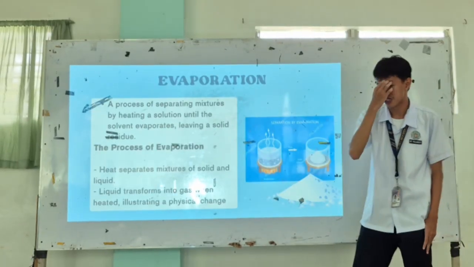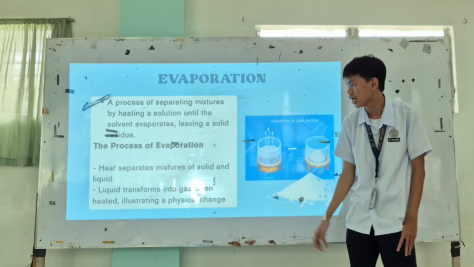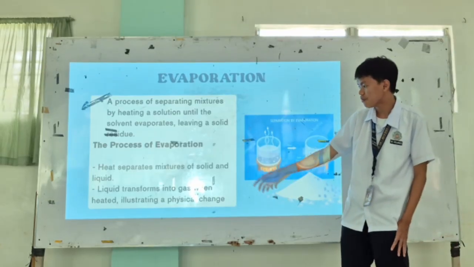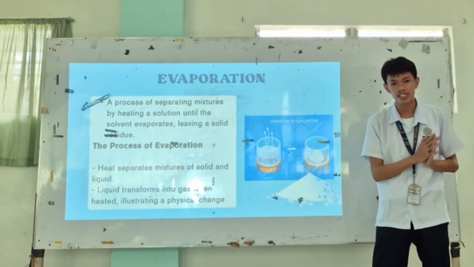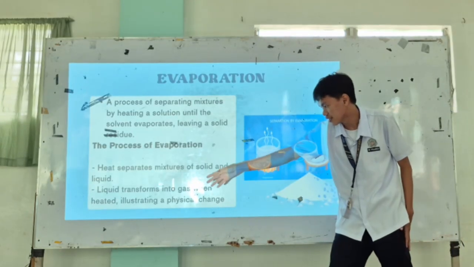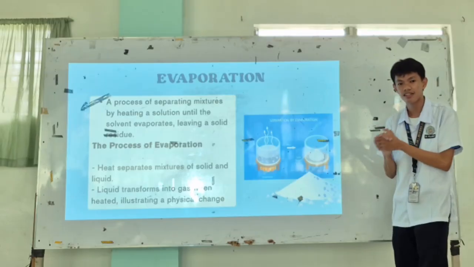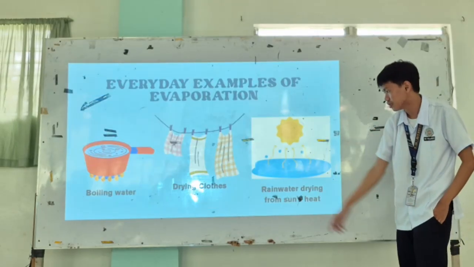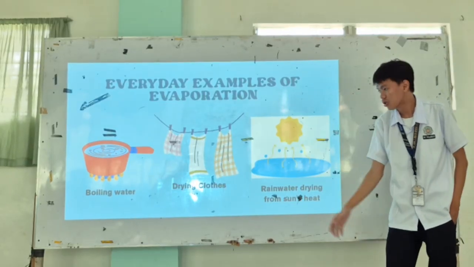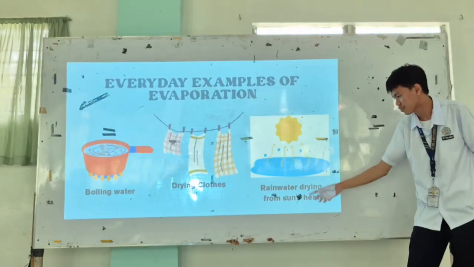So, this is evaporation. Evaporation is a process of separating mixtures by heating a solution until the solvent evaporates, leaving a solid residue. So the process of evaporation is when heat separates mixtures of solid and liquid. Liquid transforms into gas when heated, illustrating a physical change, just like what you see here, and like the previous video showed you. So now these are everyday examples of evaporation. I know that you have already experienced this: boiling water, drying clothes, and rainwater drying from the stands.